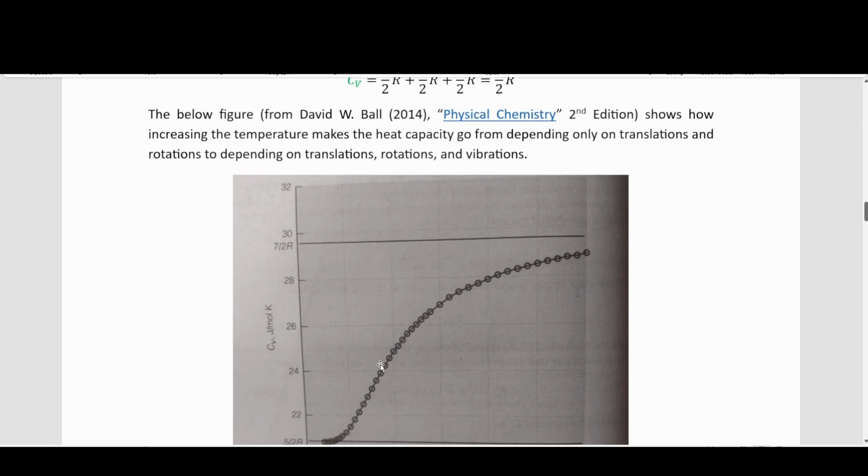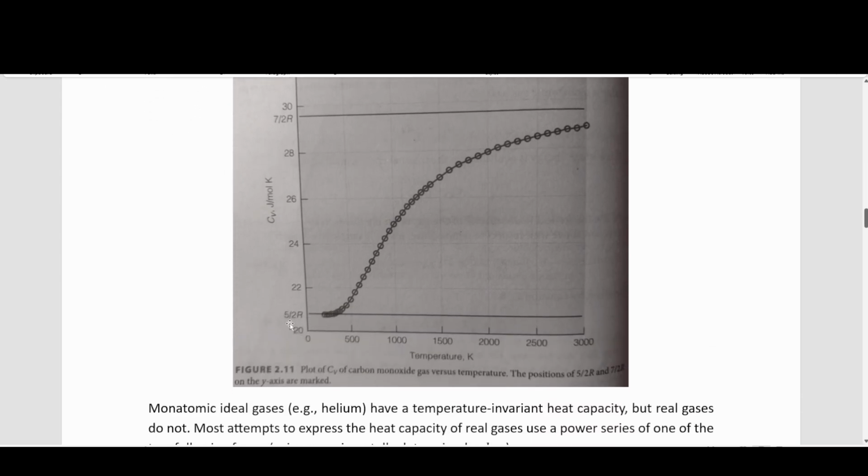Below, I have this figure here, which I just took a picture of out of the textbook I'm using. What we see is that increasing the temperature makes the heat capacity go from depending only on translations and rotations to depending on translations, rotations, and vibrations. So we know that the 5/2 R was when it was just the translations and rotations. Then if we heat up as we go from left to right, it starts approaching the 7/2 R, which was our translations, rotations, and vibrations.